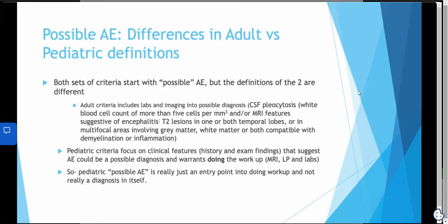So their possible diagnostic criteria includes patients with CSF pleocytosis, as they've counted more than 5 white blood cells, or MRI changes suggestive of autoimmune encephalitis. And they give the specific changes they would expect to see in that situation.